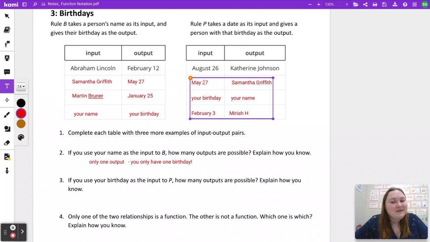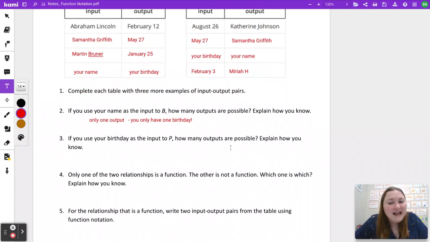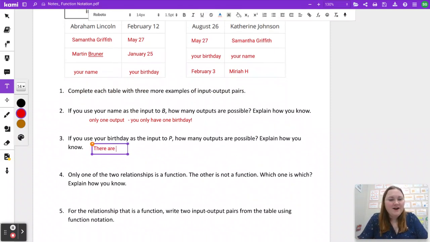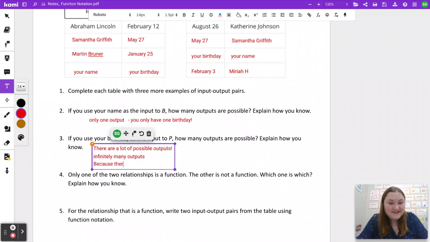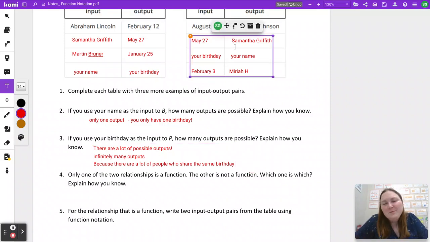I put in for me May 27th and out came my name, but there are a lot of people who are born on May 27th. So it might be my name here, but it could be other names. So that question of how many outputs are possible, there are a lot of possible outputs. And sometimes we like to use that word infinite. There are infinitely many outputs. Why? Because there are a lot of people who share the same birthday. I am not the only human being on earth who was born on May 27th.